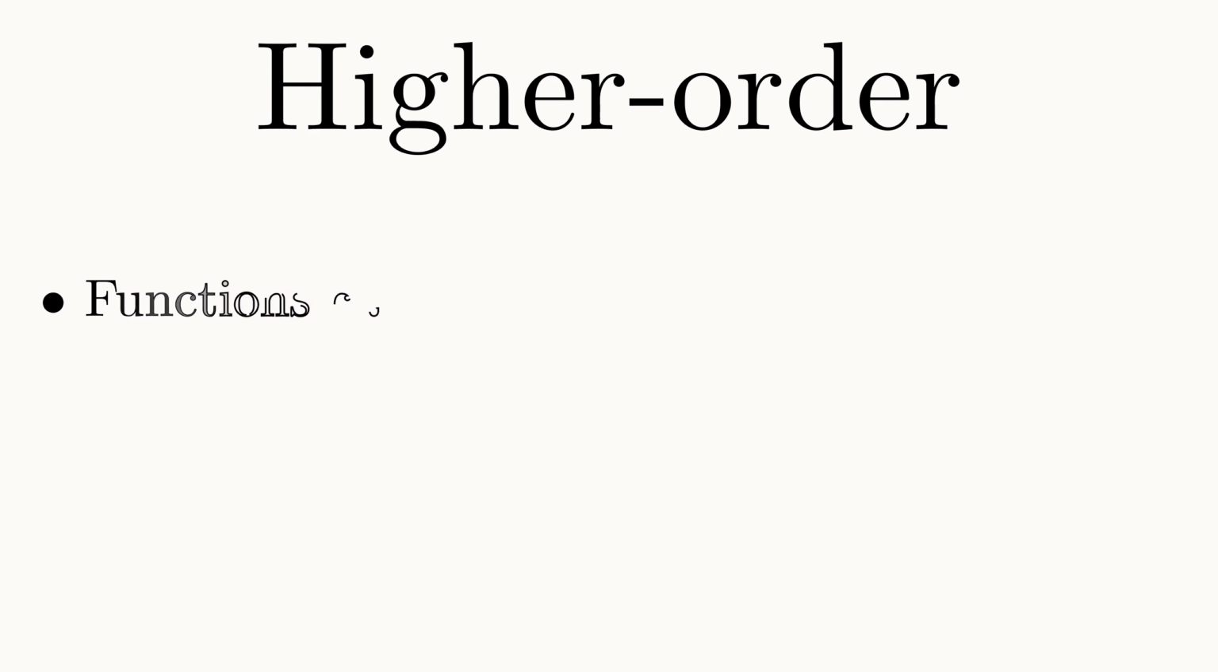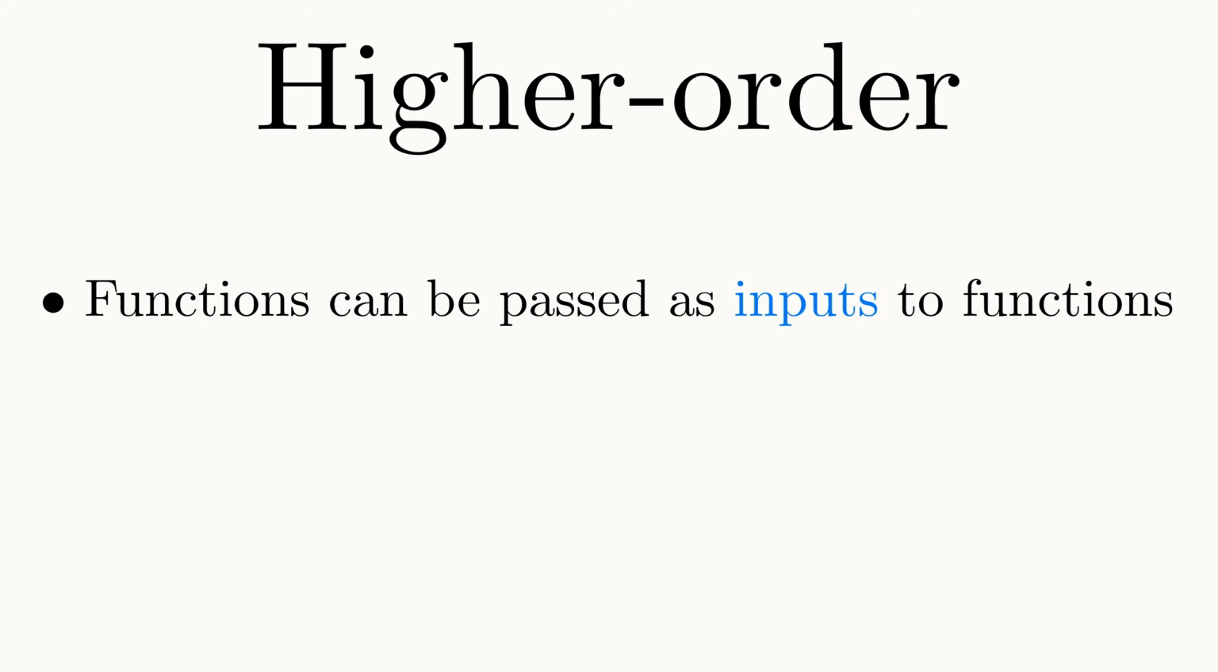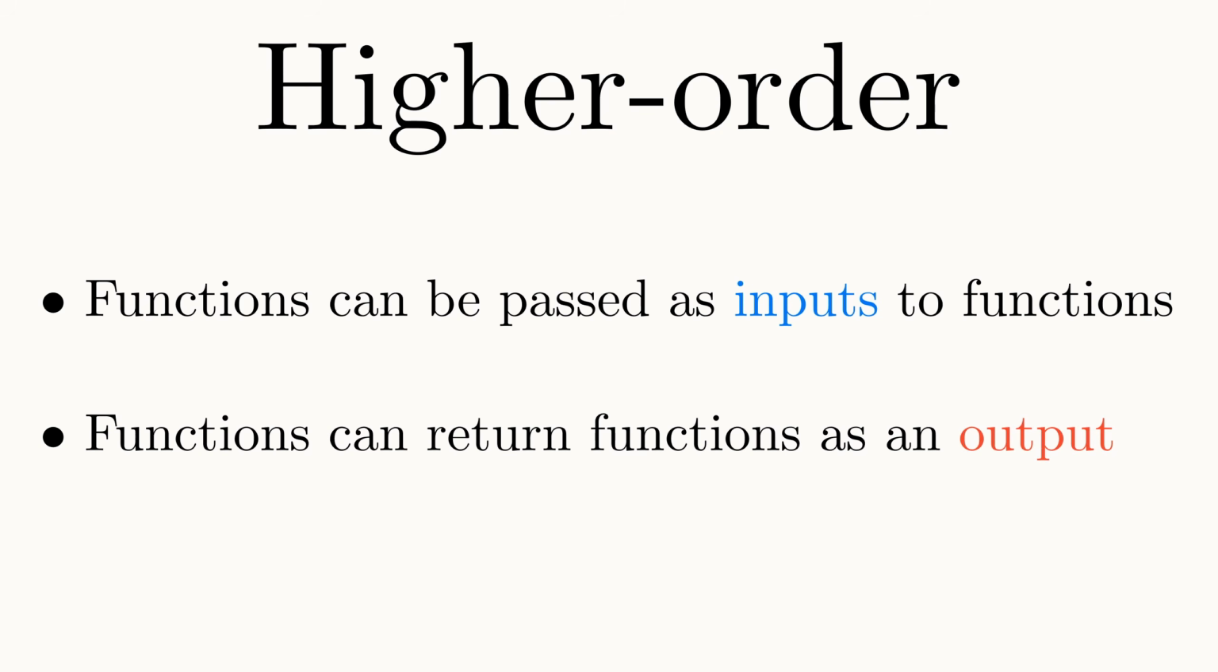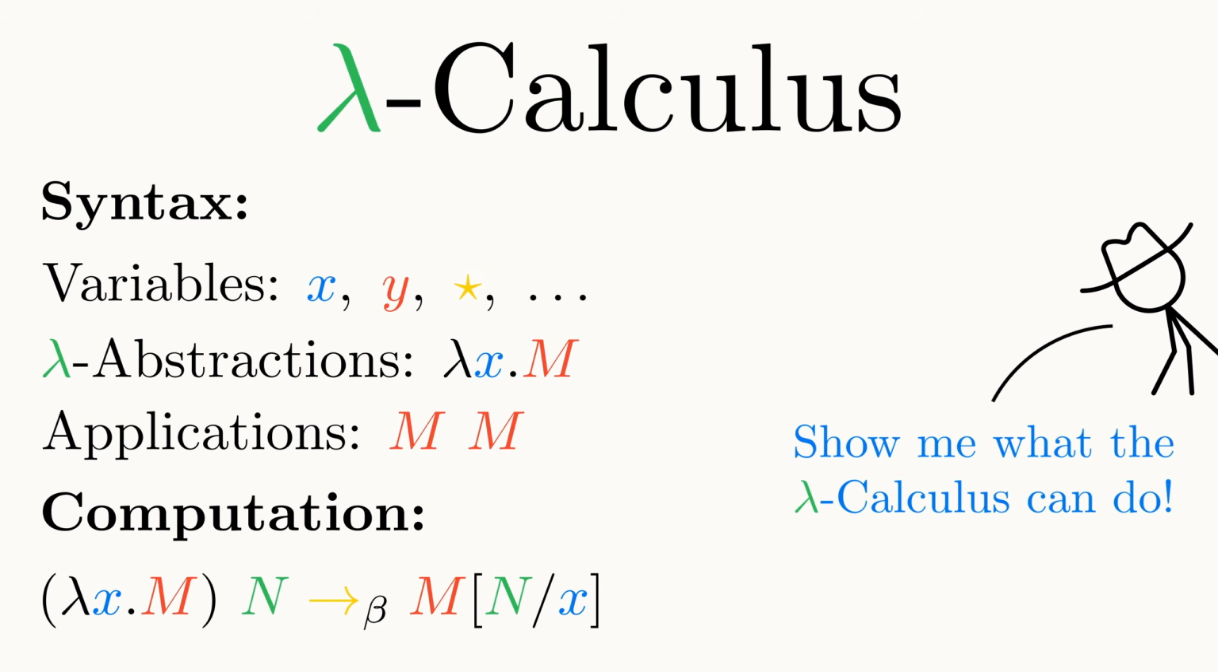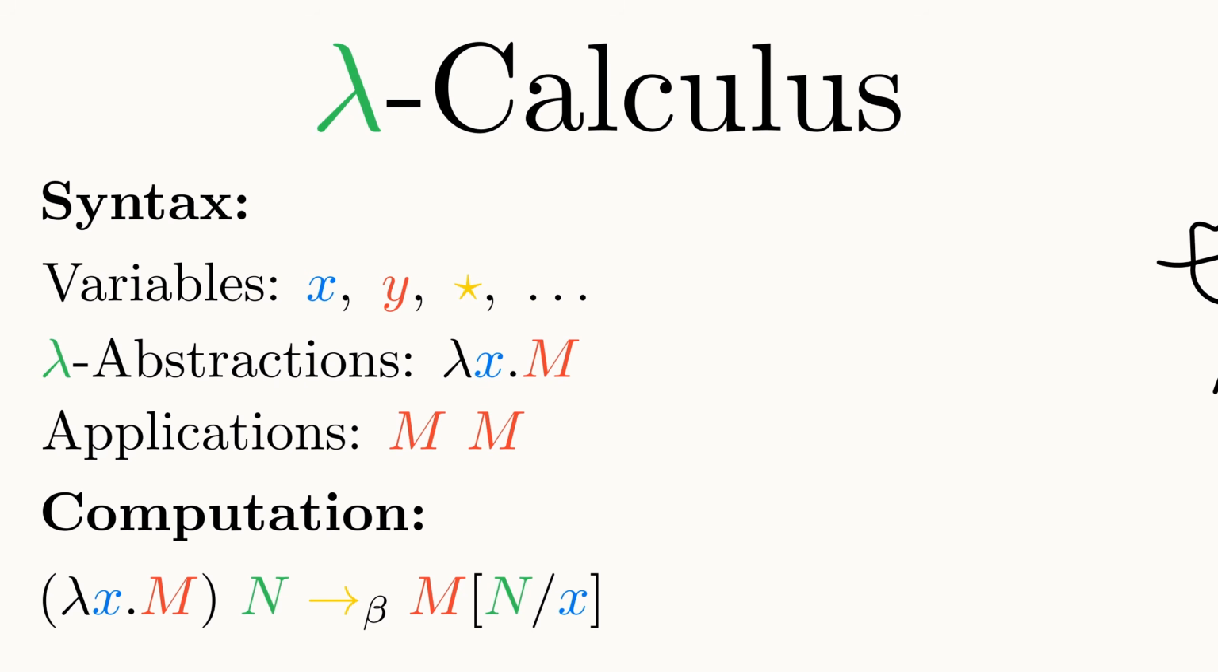This means that functions can be passed as inputs to other functions, and equally, functions can return functions as an output. This small subtlety is what gives the Lambda calculus its punch, which I'll demonstrate by replicating a standard feature of more complicated programming languages in the Lambda calculus.